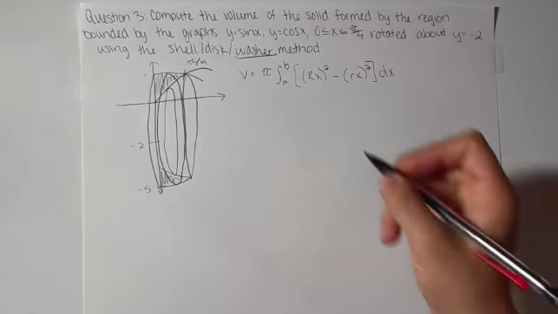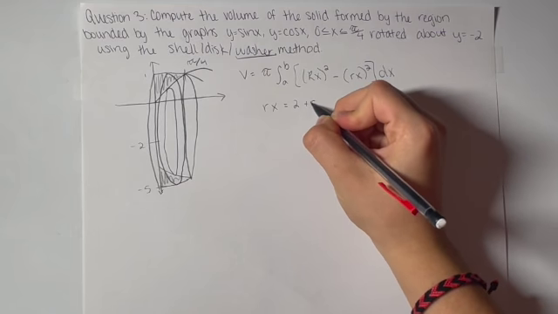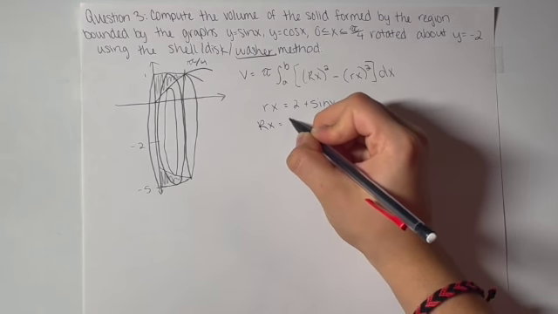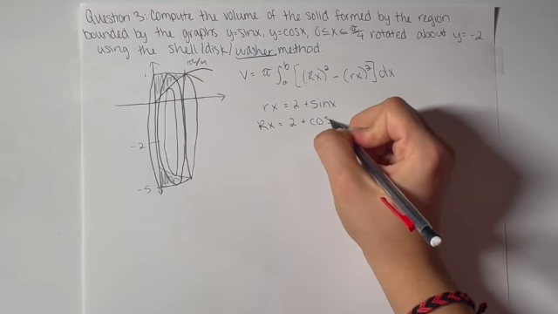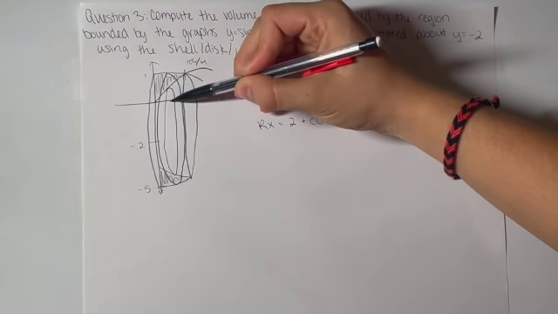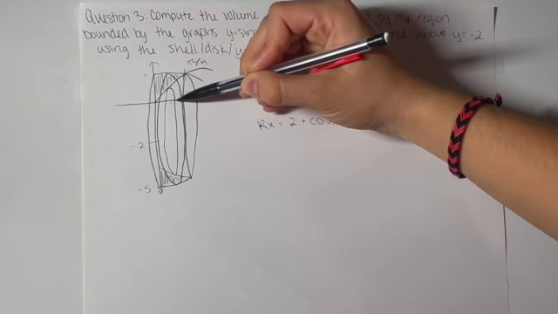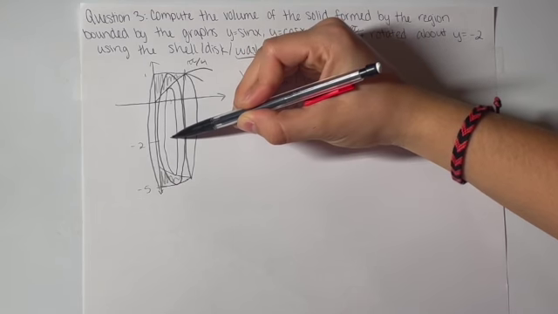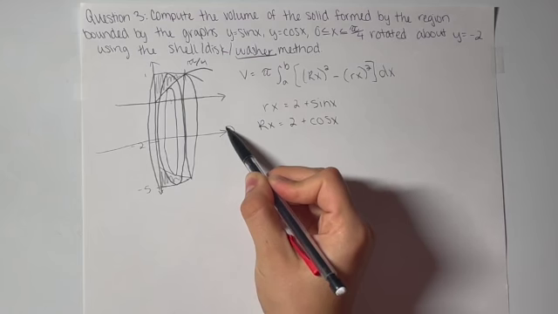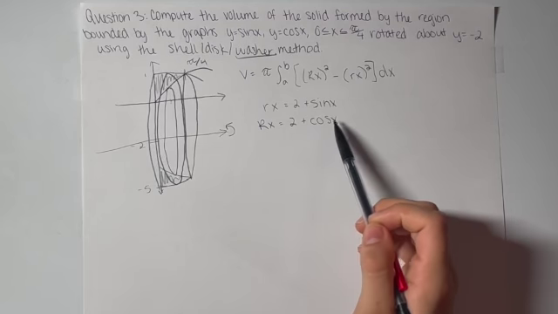Here we can identify that the inner radius is going to be 2 plus sine x, and the outer radius is going to be 2 plus cosine x. We know this because we have the function from here to here, which is sine for the inner radius, plus the distance from the x-axis to the axis of rotation, which gives us the 2 plus sine x, and same for the outer radius, 2 plus cosine x.